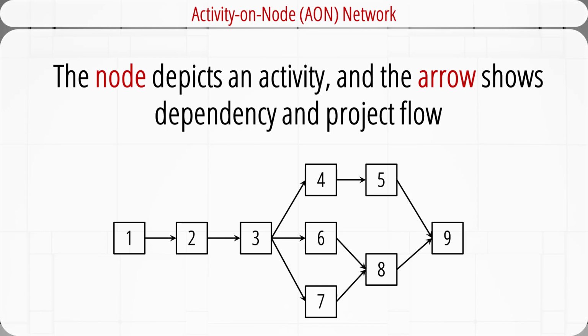In an activity on node project network, an activity can include one or more work packages. The node depicts an activity, and the arrow shows dependency and project flow. It's good practice to have the same people who developed the work breakdown structure develop the project network to guarantee consistency and continuity.